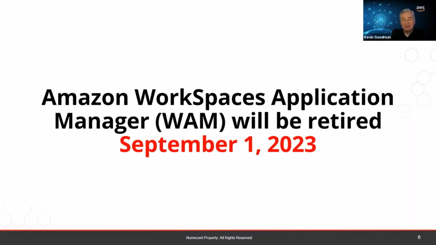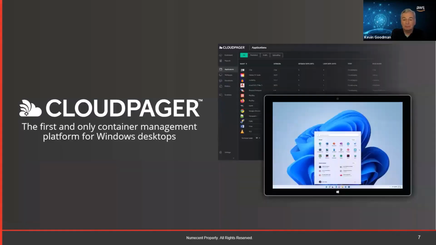I had the honor to participate in a joint webinar with Kevin Goodman from AWS on the topic of how to modernize application management for Amazon Workspaces by upgrading from WAM to Cloudpager. And I'm covering this as a story because during the webinar, Kevin emphasized the urgency for existing Amazon Workspaces Application Manager customers to migrate off of the platform, because as of September 1st, it is being retired. So if you do not migrate before then, you're going to lose access to your application management within Amazon Workspaces.